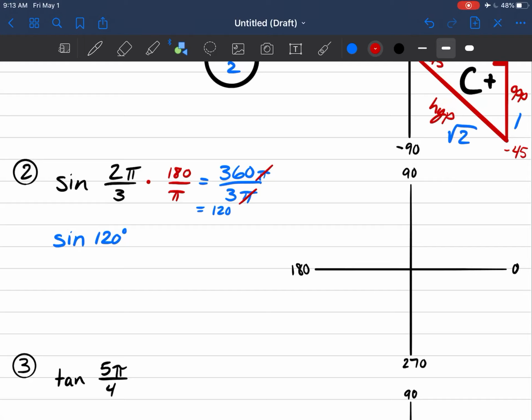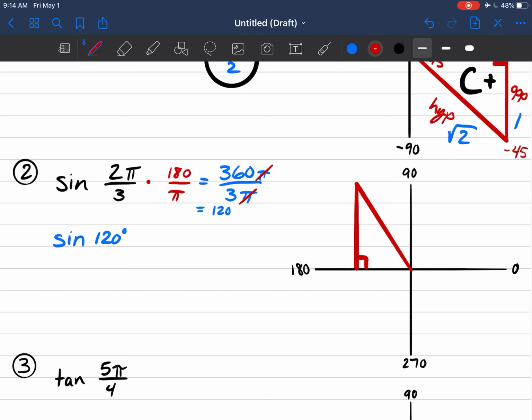Okay, so 120 degrees is going to be between 90 and 180, but it should be closer to the 90. So make sure that when you draw it, it's closer to the 90. Draw the line back to the x-axis. That creates a right angle over here.